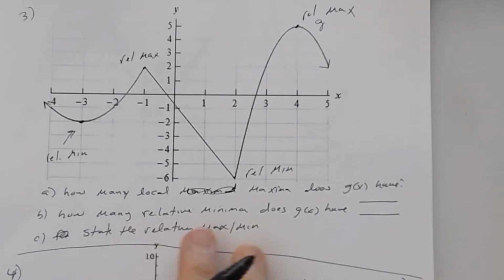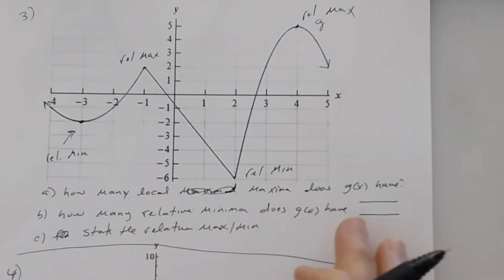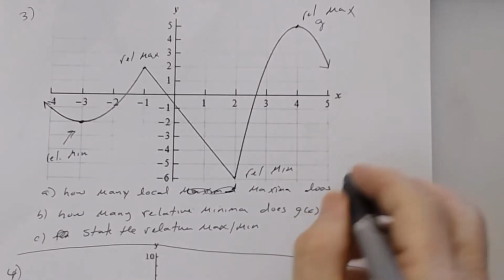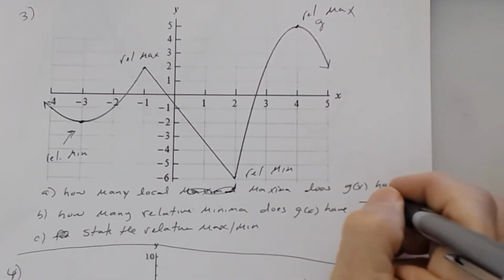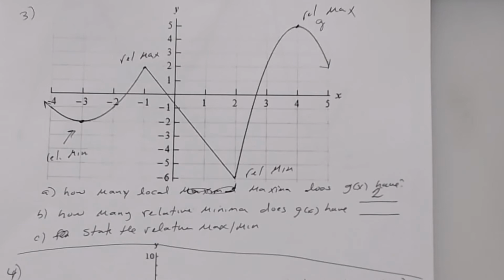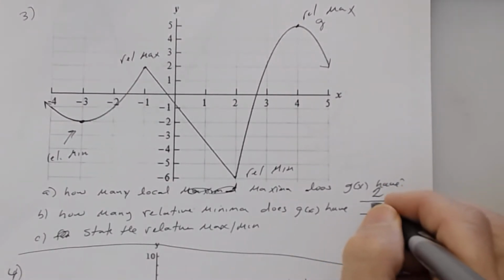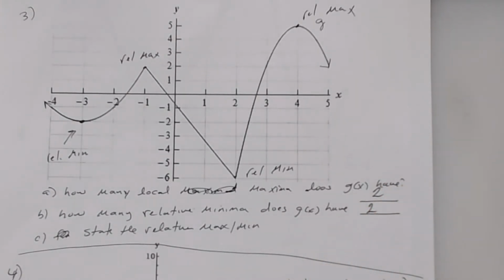Okay, how many local maximums does g of x have? 2. Remember, the word local and relative mean the same thing. So 2 goes in here. How many relative minima does g of x have? 2. State the relative maxima, minima.